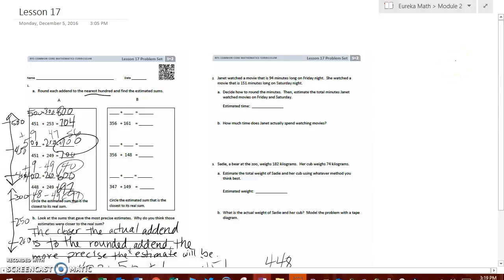I like more zeros, so I'm going to round to the nearest 100. So I have 94. 94 is about 100, plus 151. Well, 151 is about 200. So when I add those two together, I get 300. So the estimated time is 300 minutes.